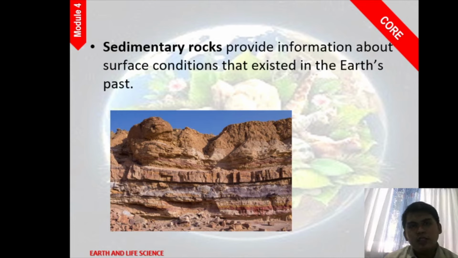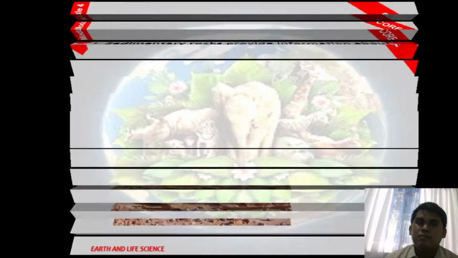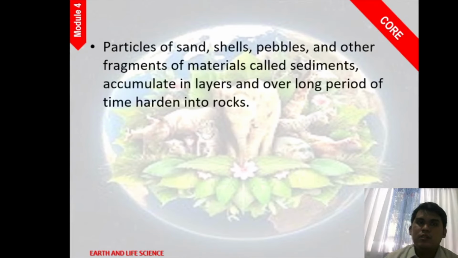Why do you think they are called sedimentary rocks? Look at the picture. As you can see, it seems that they are layers of rocks that topple each other. That's why they are called sedimentary rocks, from the word sediments. Particles of sand, shells, pebbles, and other fragments of materials called sediments accumulate in layers and over a long period of time harden into rocks.